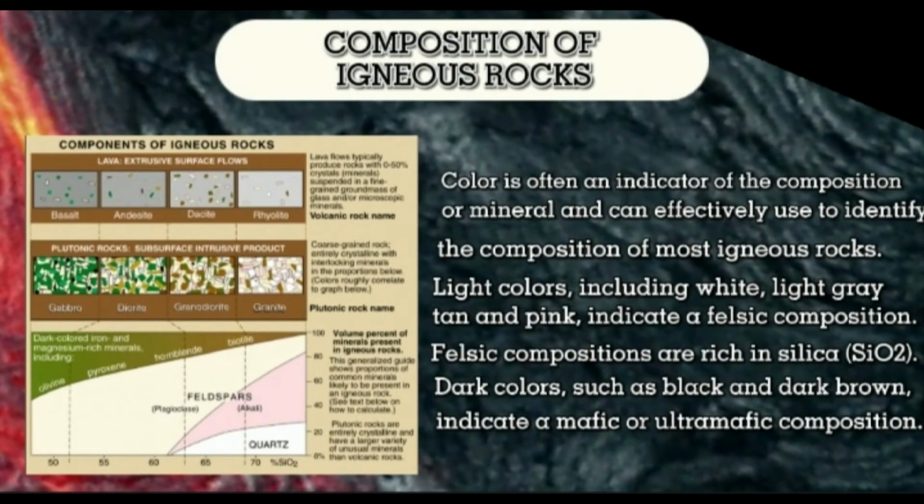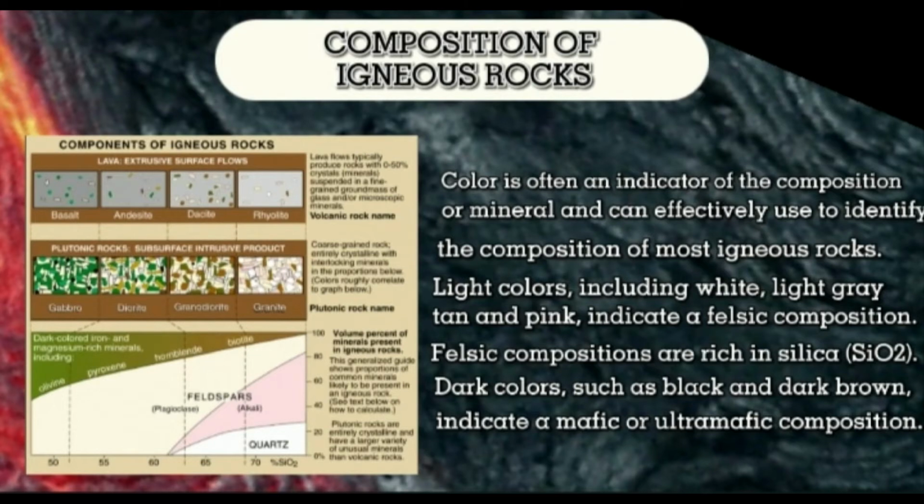Composition of igneous rocks. Color is often an indicator of the composition of a rock or mineral and can effectively be used to identify the composition of most igneous rocks. Light colors, including white, light gray, tan and pink, indicate a felsic composition. Felsic compositions are rich in silica.